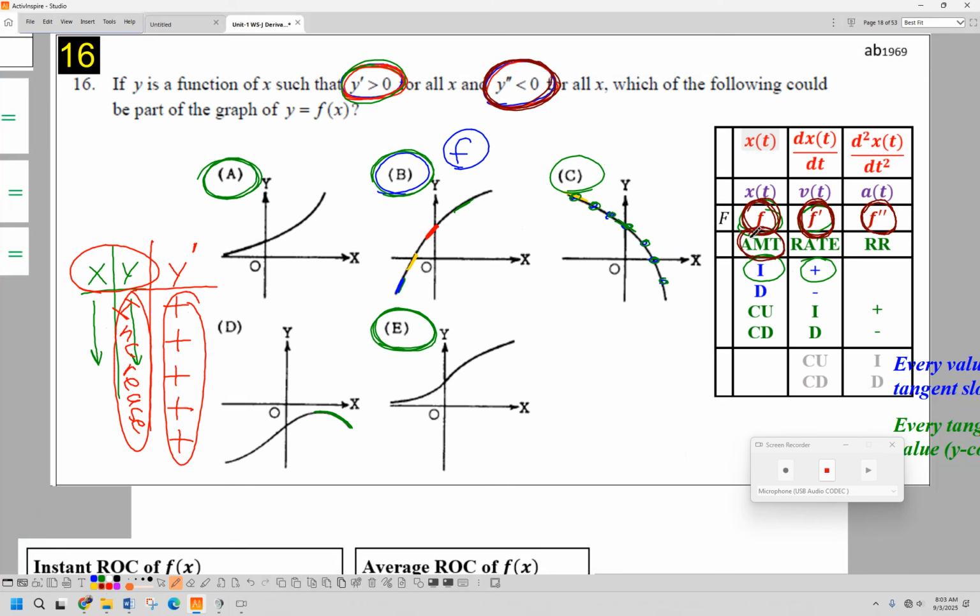These are the xy pairs, just the amount. This is the rate at which those values change. RR stands for the rate at which the rate itself is changing. So they tell us that y double prime is a negative value. That's here. Well, that means that the slopes of f have to decrease.